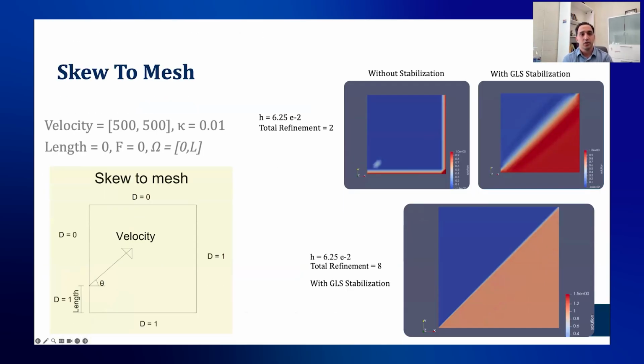And this brings us back to the benchmark test, or stress test, for the advection diffusion problem, which is skewed to the mesh. We got bad results, again, without the stabilization method. And by adding the generalized least squares, GLS, stabilization method, we got good results. And this is the added benefit to our space-time discontinuous Galerkin framework.